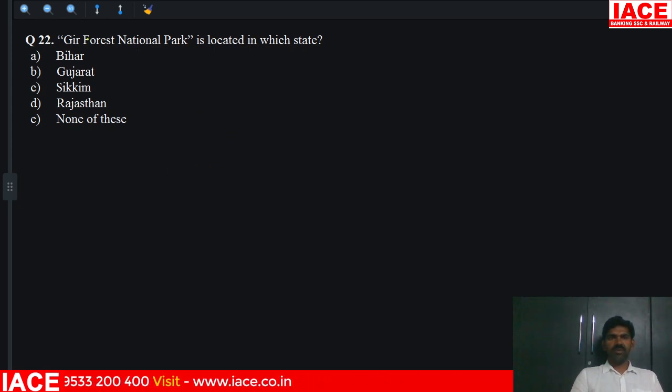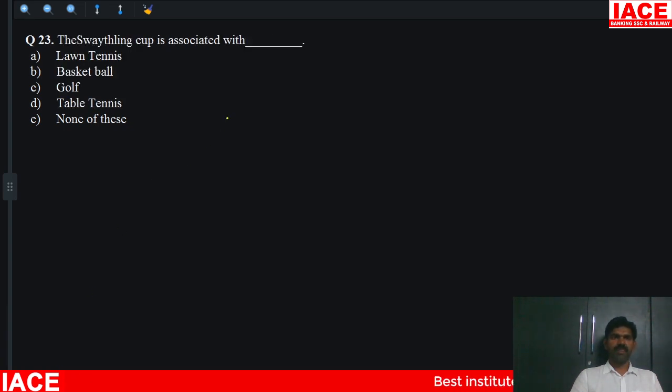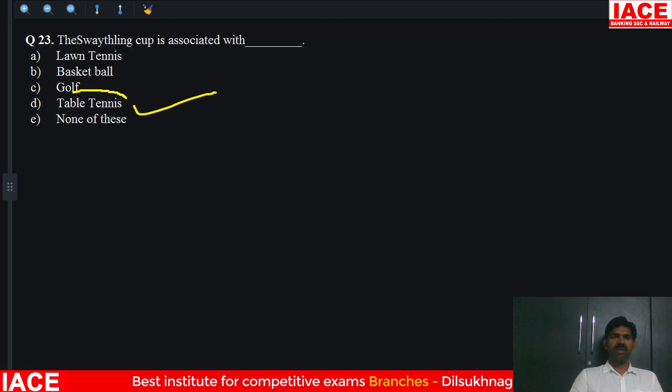Yes, already we have spoken about this. Gir Forest National Park is present in Gujarat. I think this is a repeated question, I guess. Swaythling Cup is associated with a very famous cup of table tennis. Very, very important. It's table tennis, which can be played either by one person or two persons per team. Very important game, table tennis.